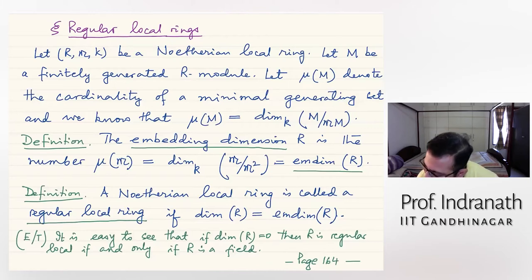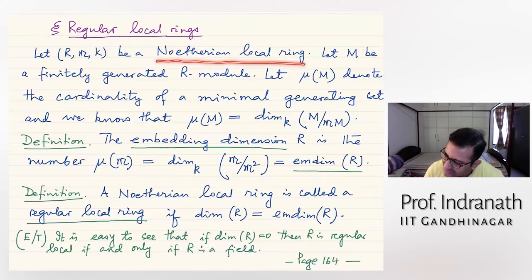Okay, so let me use a marker. So by the way, you have a Noetherian local ring. Don't forget that. That is always the assumption. And then this is the symbol we use for the minimal number of generators for a finitely generated R module, which makes sense because we are talking about a Noetherian local ring. And then mu m is basically this.